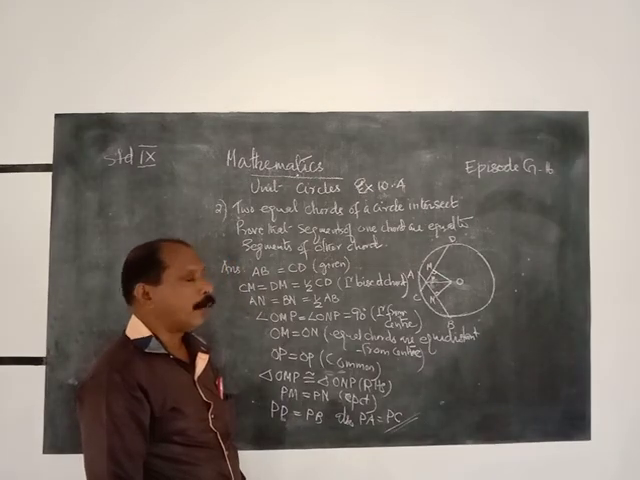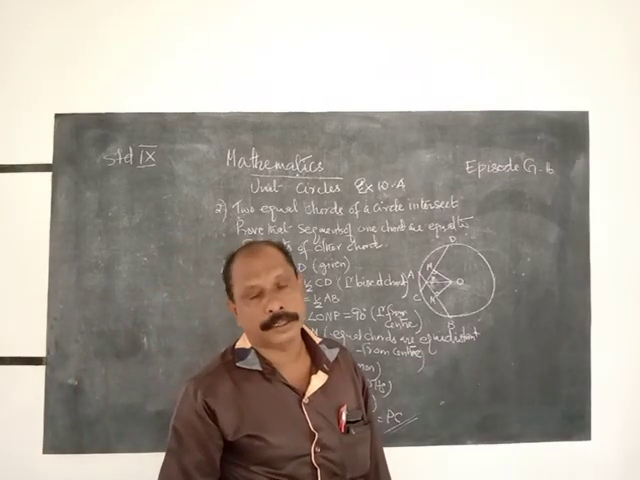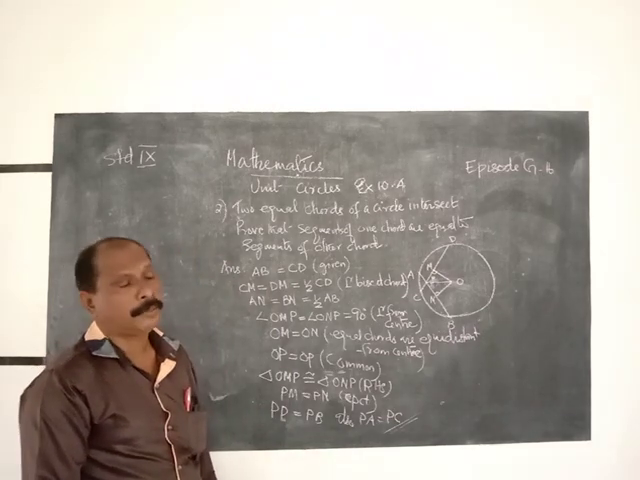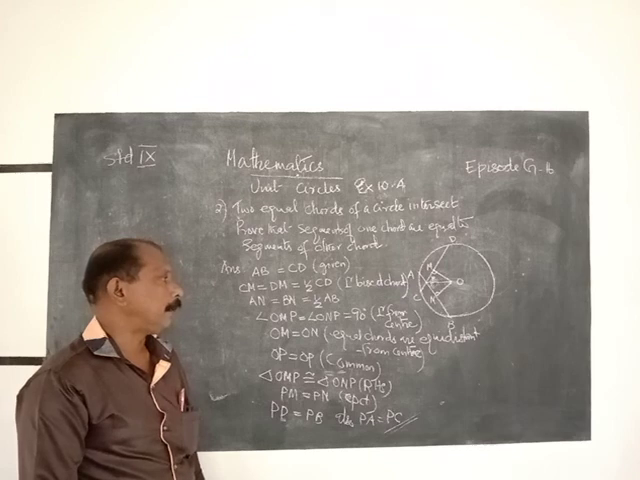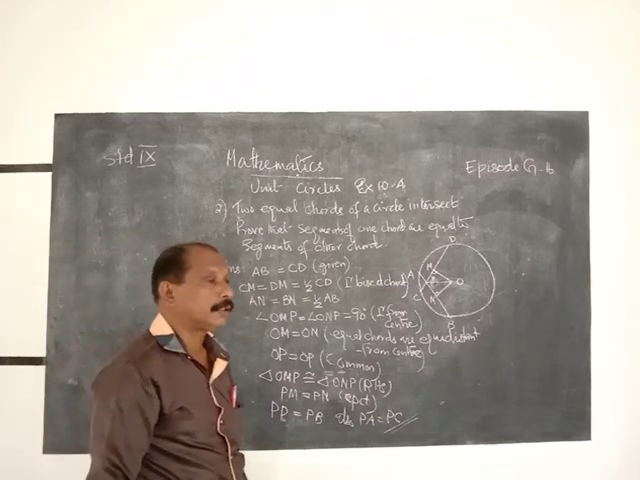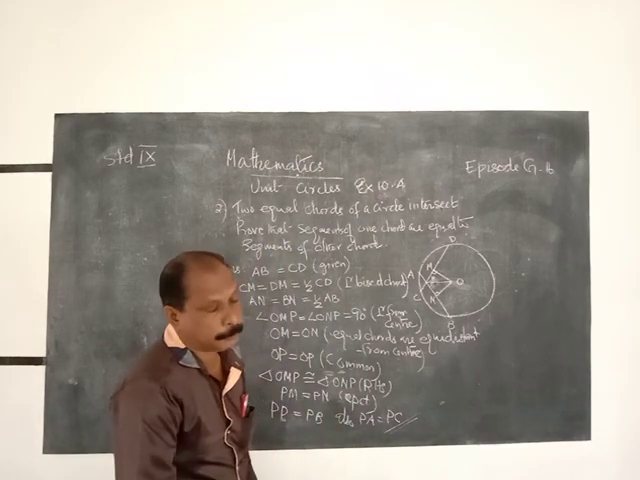OM is equal to OM. That is, equal chords are equidistant from the center. That is another theorem. OP is equal to OP. That is common. Therefore, triangle OMP is congruent to triangle ONP, that is the RHS theorem of congruency. Therefore, the corresponding parts are equal.